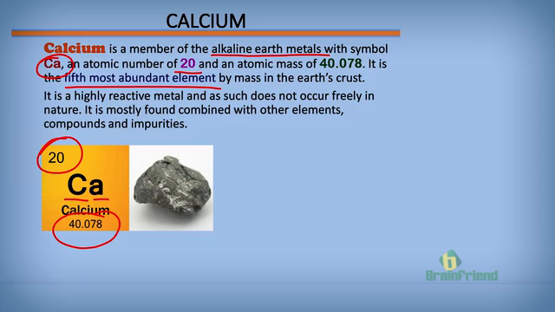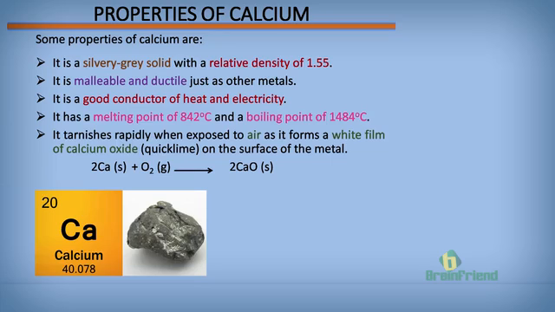Now, this calcium is a highly reactive element, and so it does not occur freely in nature. All right? So this means that it is mainly found in combined forms with other elements and compounds and impurities. And for this reason, it has to be what? Extracted. Okay? For us to get pure calcium, it needs to be extracted from the compounds in which it is found. But before we look at the extraction of calcium, we'll be looking at some of its properties.